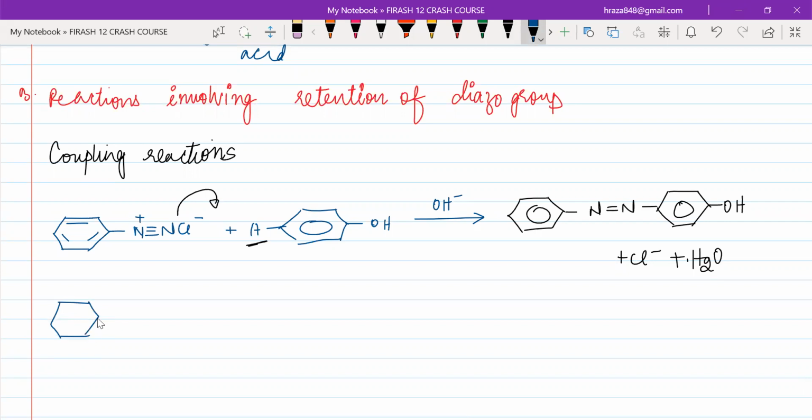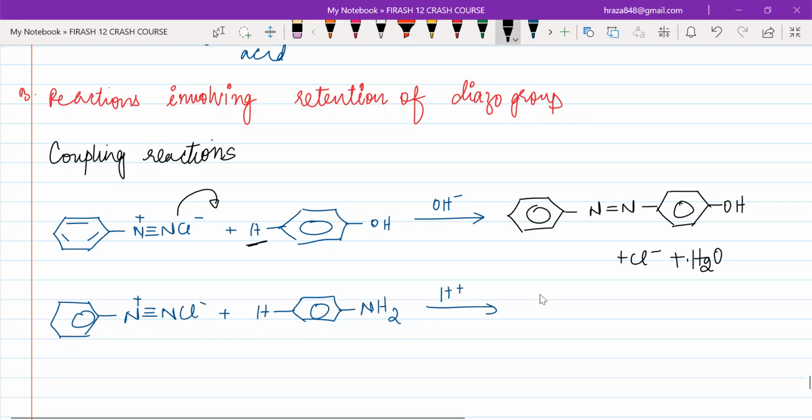The other is also the same. If you react this with aniline, you know what aniline is? This is your aniline, in the presence of acid. Then again the rest of the part will be the same.